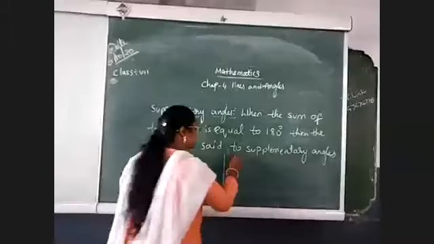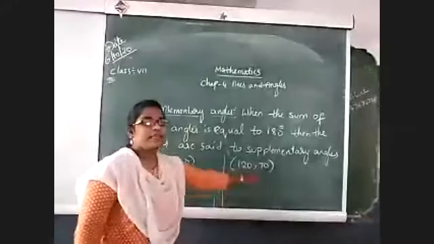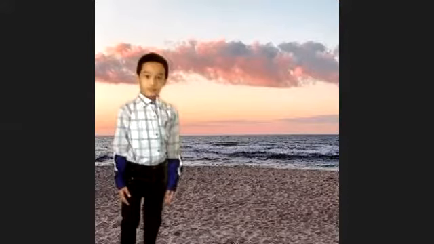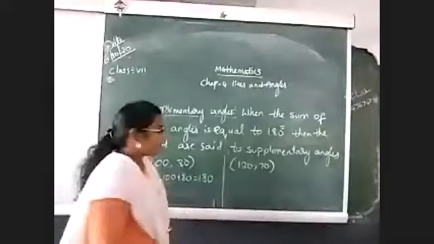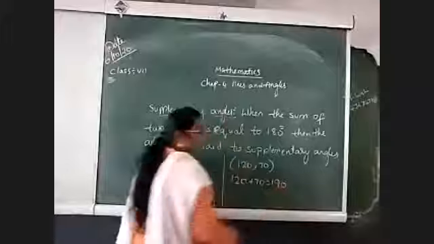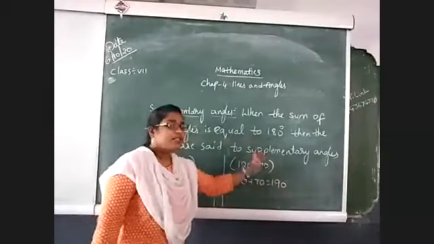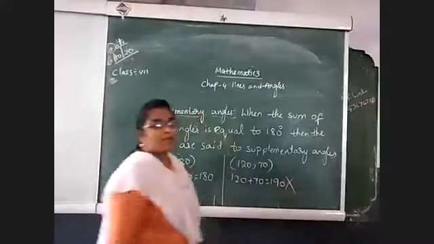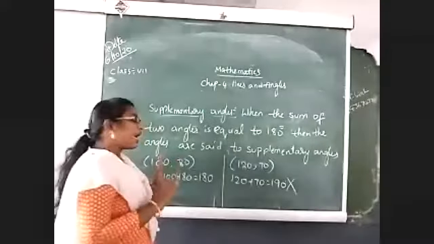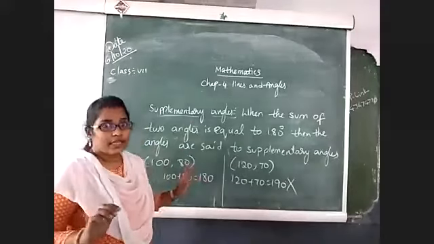Let me take one more example. Take the example of 120 and 70. Is it a pair of supplementary angles? Let us see first. 120 plus 70, how much? 190. Did we get an equal answer? Did we get 180 as the answer? No. When we add, it is more than 180. So this is not a supplementary pair. Understand? When we add two angles, compulsory, we should get the sum equal to 180 degrees.